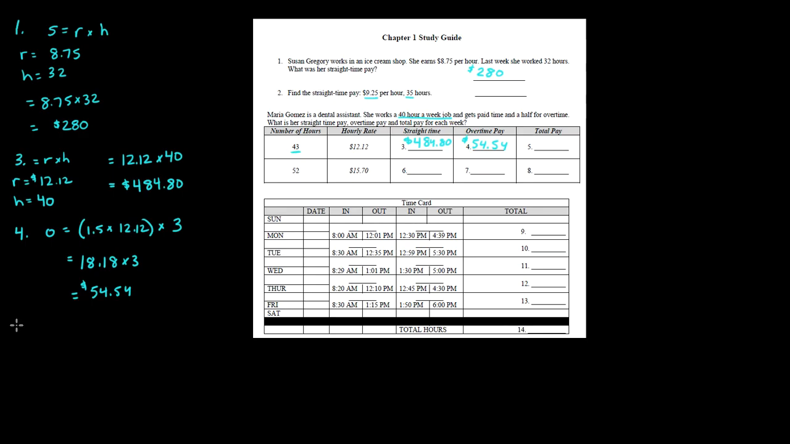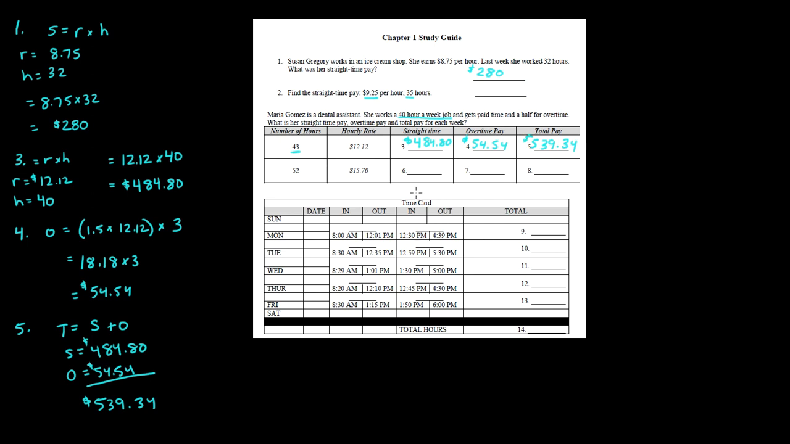For my total pay, remember the total pay equals the regular straight time pay plus the overtime pay. In this case, my straight time pay was $484.80. My overtime pay was $54.54. So when I add those two together, it's going to give me my total pay. And in this case, my total pay would be $539.34. I just simply added those two amounts, regular pay and overtime pay, together.